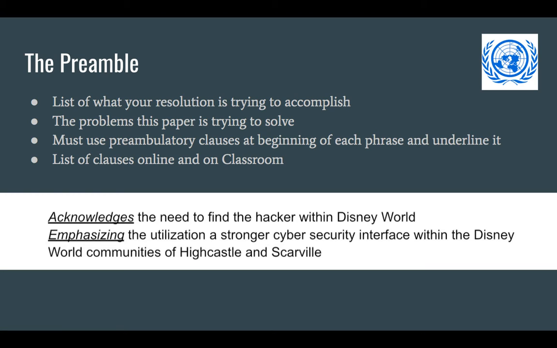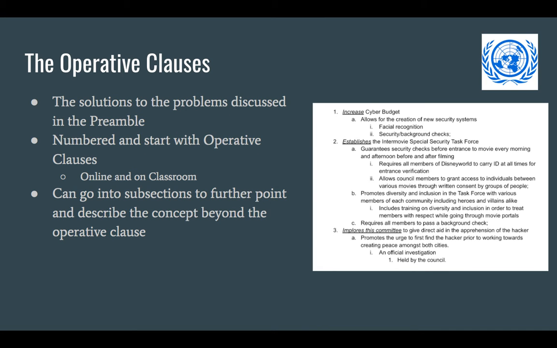So after you have the preamble, after you're saying, here's the problems that we want to solve, what do you think you're going to do? You're going to solve those problems with the operative clauses. The way I like to think of operative clauses, the problems are in the preamble, and you're going to operate, and how you're going to operate is how you're going to do it, which then derives into operative. So what are they? The solutions to the problems discussed in the preamble. As I mentioned, they are numbered and start with operative clauses, which again can be found on Best Delegate and on the St. Lawrence Model UN Google Classroom.